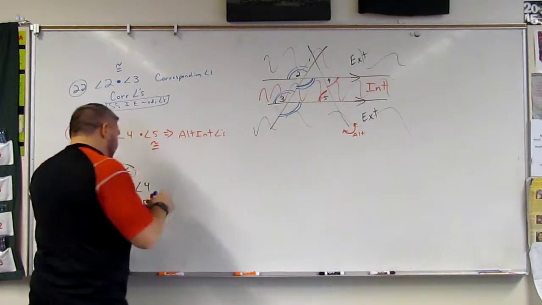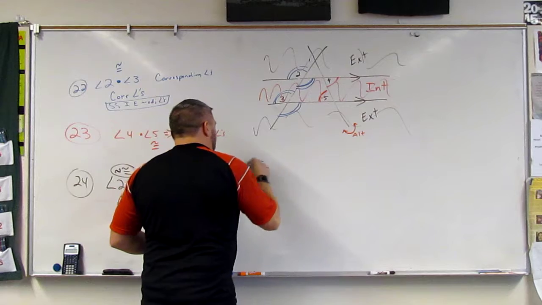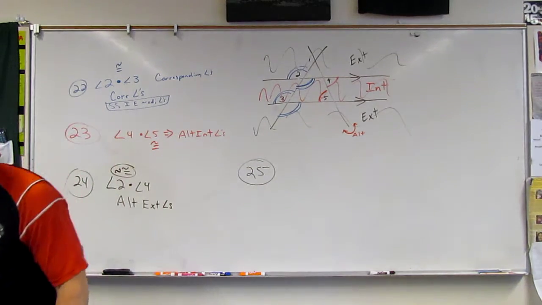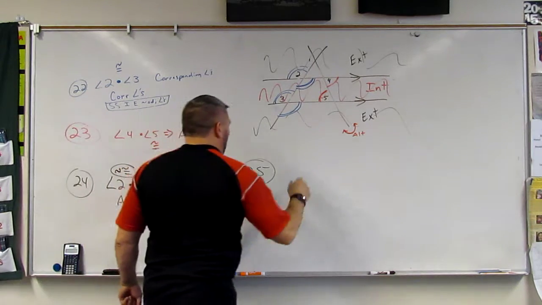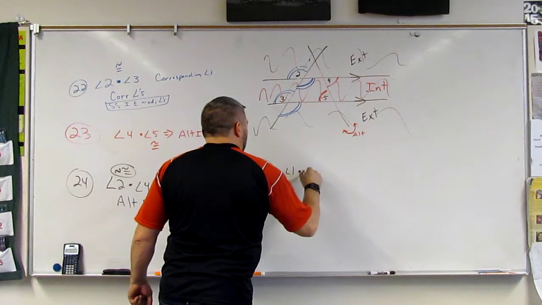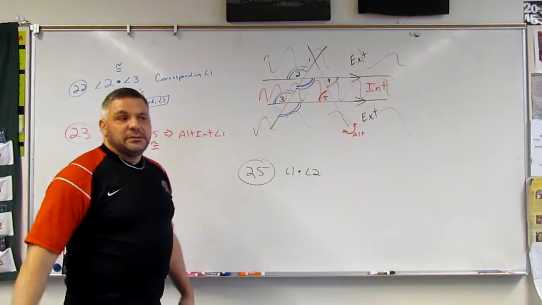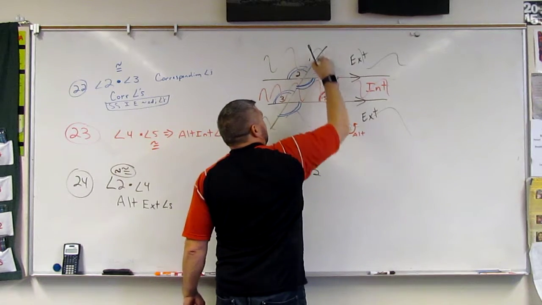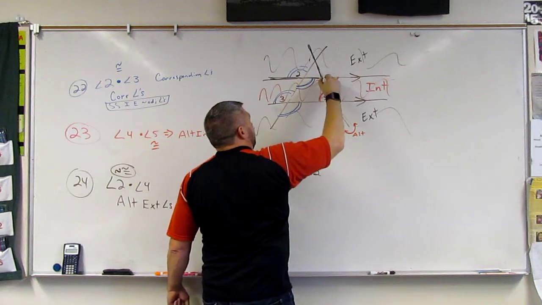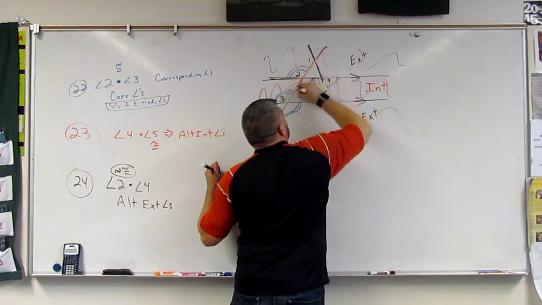Last one, 25. Give me another color. 25. What is 25 asking? 25 wants to know angle 1 and angle 2. Again, think about this. There's two lines, right? Here's a line and here's a line, and it's cut by a transversal. Always use your colors. Okay?